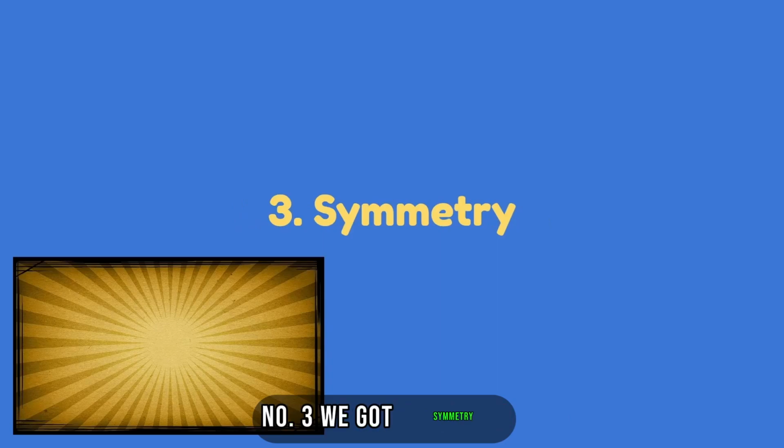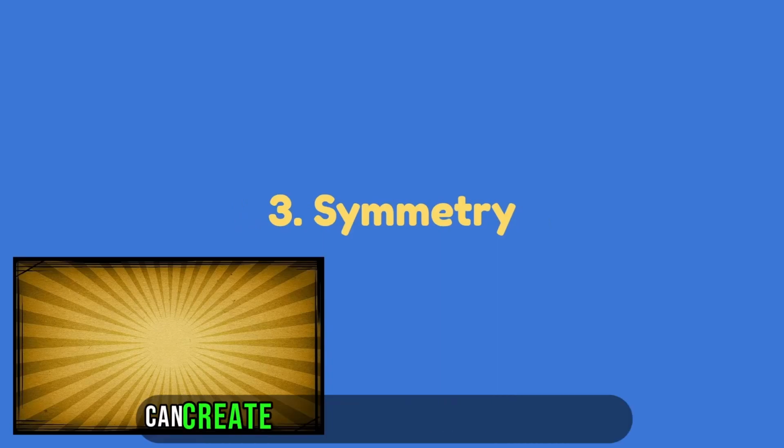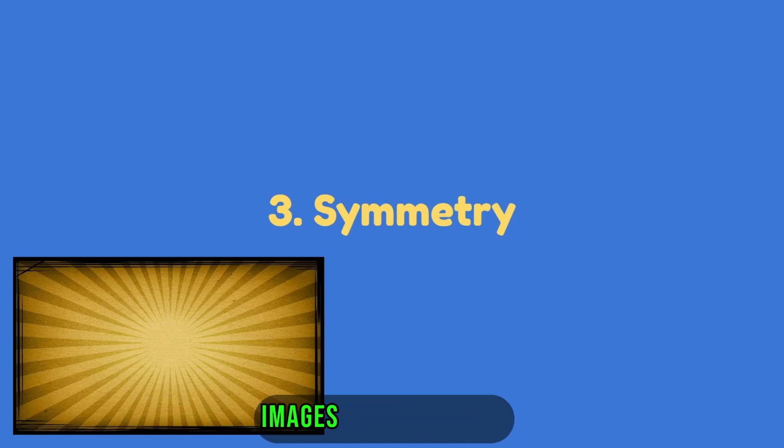Number 3, we got symmetry. Symmetry in thumbnails can create a sense of balance and harmony. It basically involves creating a mirror image or a balanced arrangement of elements. This can be achieved through placement of text, images, or even shapes.